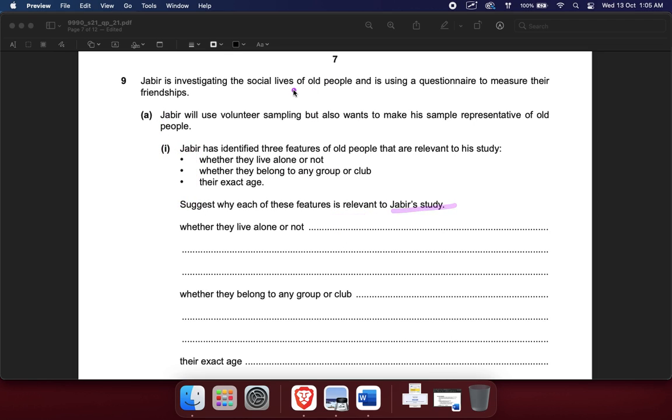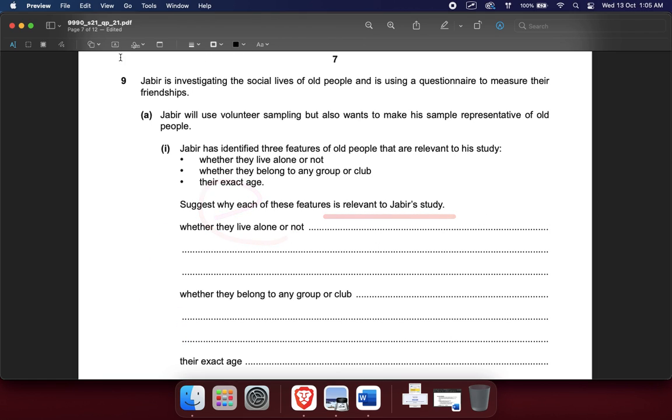Why does it matter? If you want to do a study about old people, why does it matter whether they live alone or not? Why does it matter whether they live in a group or in a club or society? If I want to study old people, why does it matter their exact age? And so basically we're giving the whys here, right? The why each of these features is relevant.